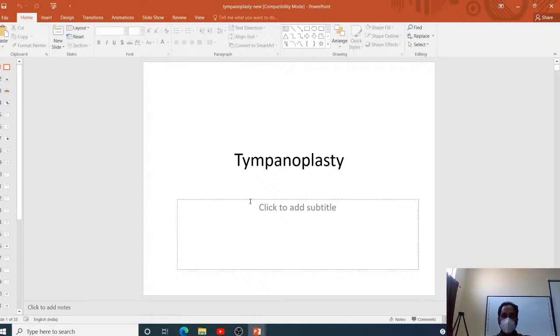The second case will be deviated nasal septum, and the surgery for that is septoplasty. The third important case is chronic suppurative otitis media, safe type, that is tubotympanic type. The surgeries previous to this, septoplasty and tonsillectomy, have been discussed in the previous class. Now we are going to discuss the third surgery, that is tympanoplasty. This surgery is done for cases of chronic suppurative otitis media, safe type, that is tubotympanic disease, mucosal disease.